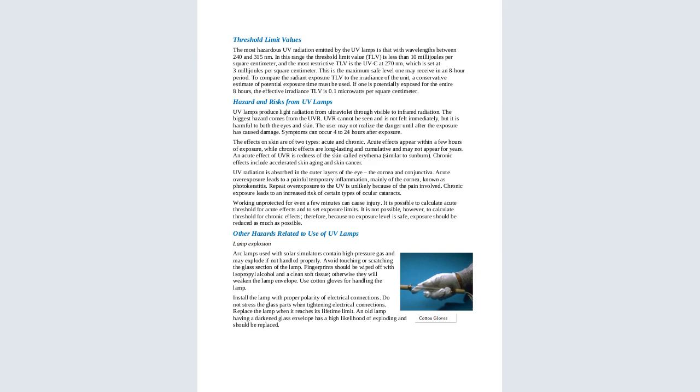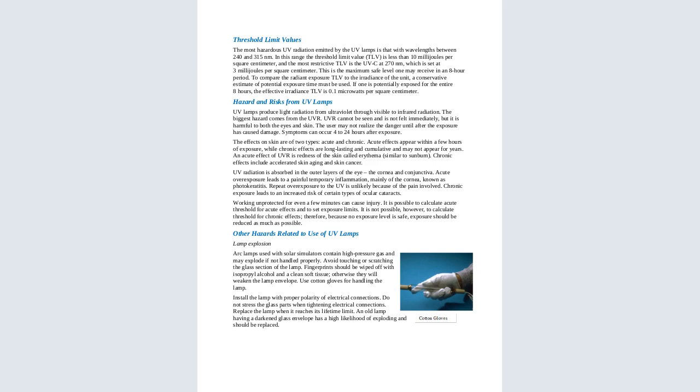So chronic exposure leads to an increased risk of different types of eye damage. Working unprotected, even for a few minutes, can cause injury. So it is possible to calculate the acute threshold for acute effects of the set exposure limits. So, other hazards related to the use of the UV lamps. So what are these other hazards?